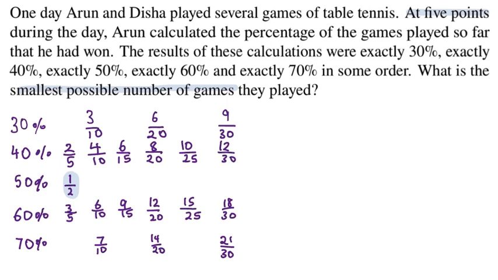What does this actually represent? Well, we're saying that one game is 1 out of 2 games. So we're starting off with 2 games, the smallest possible number of games. Well, now we need to search for the next smallest denominator. So we're looking at 2/5 and 3/5.